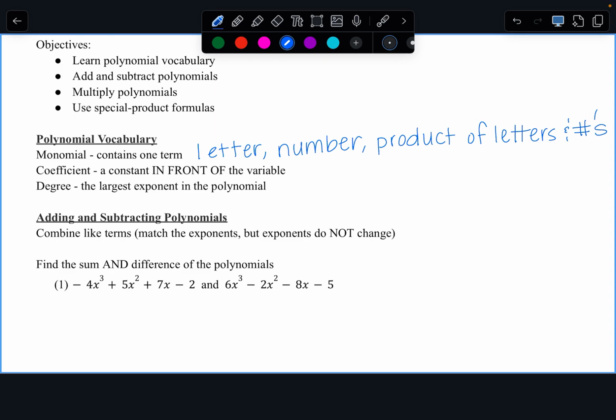A coefficient is a constant, meaning a number, in front of a variable. It's a number in front of a letter. For example, if we have 3x, 3 is the coefficient.